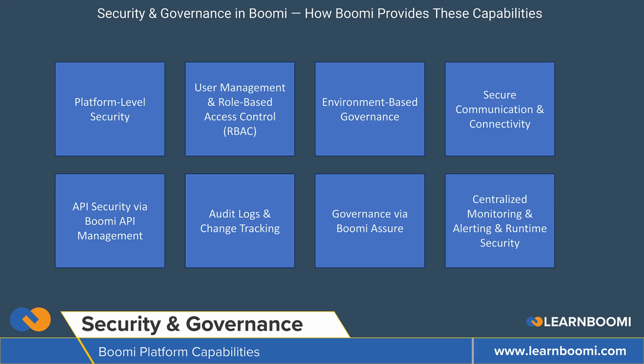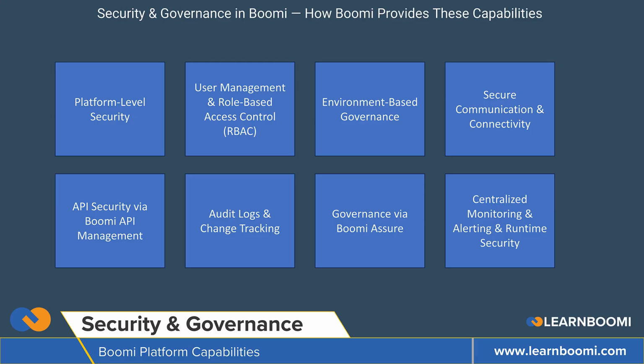Next is environment-based governance. Boomi supports separate dev, test, and production environments, controlled promotion of code between the environments, environment extensions, and safe deployment pipelines. This reduces the deployment risk. Next is secure communications and connectivity. Boomi supports secure transmission through HTTPS or TLS, SFTP or FTPS, encrypted certificates, private cloud or on-prem runtime, VPN connectivity, and secure API gateway. This ensures end-to-end data protection, right?